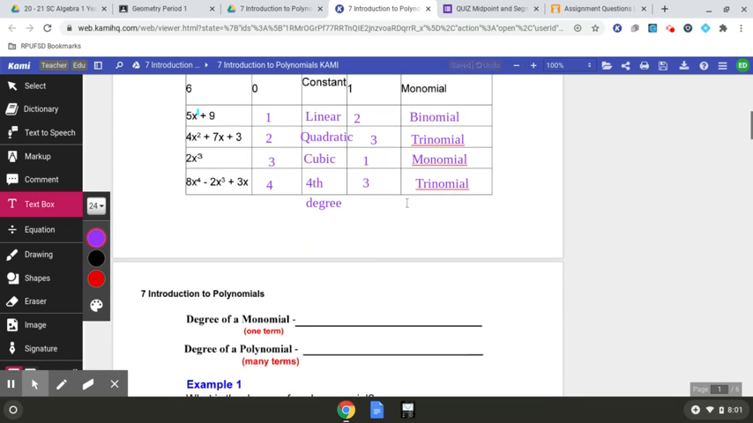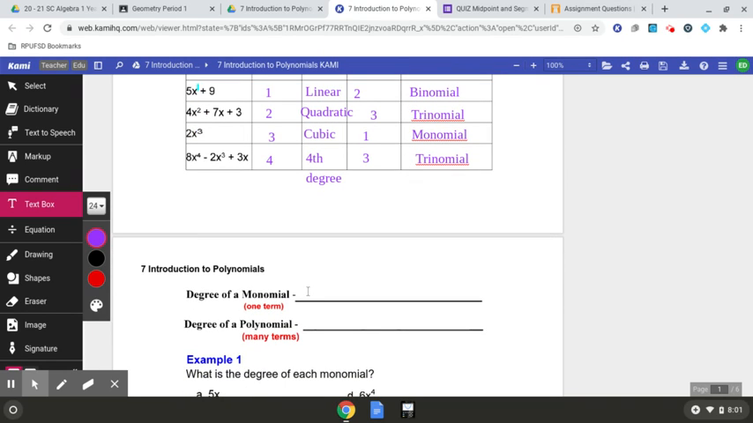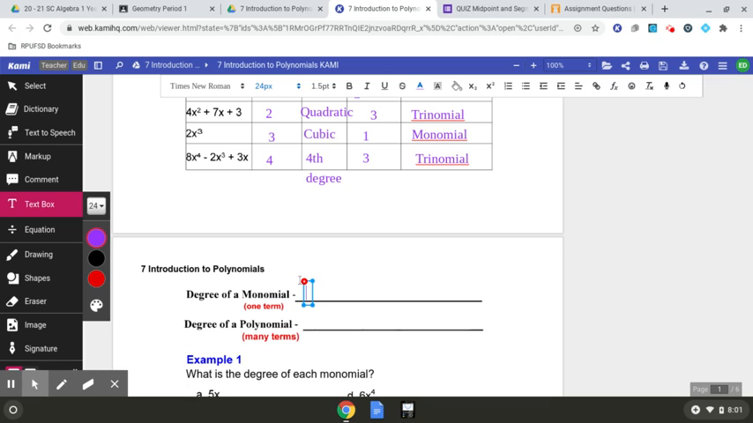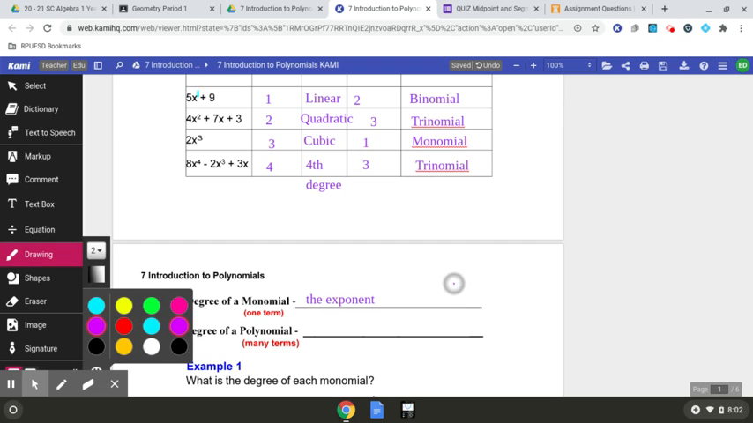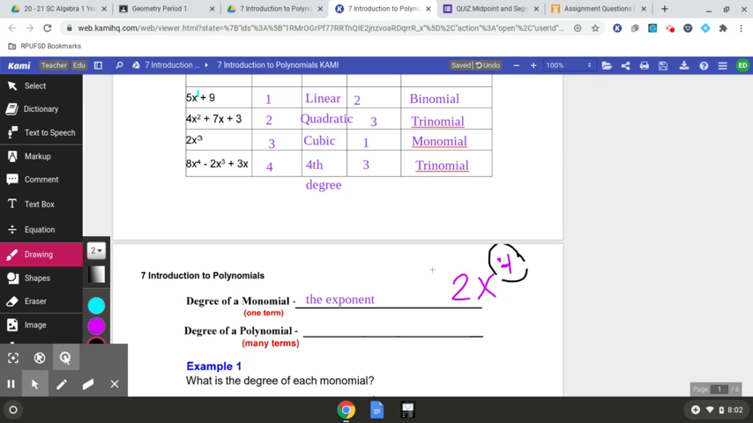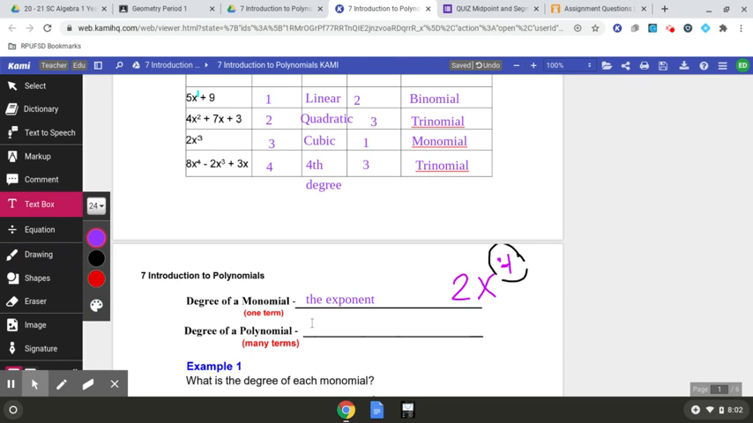So if we move on here to where it says degree of a monomial, a single term, the degree of a monomial would just be the exponent. So let's say we had 2x to the 4th. The degree of this single term, because this is a single term, is just 4, right? It's the exponent.